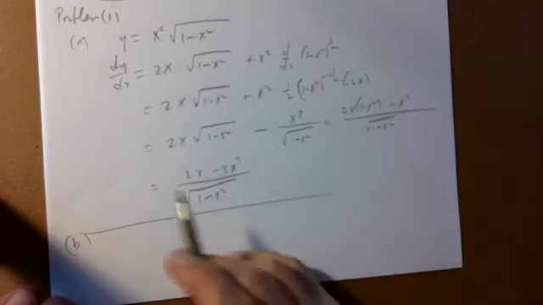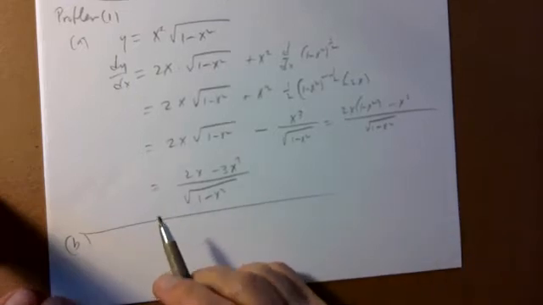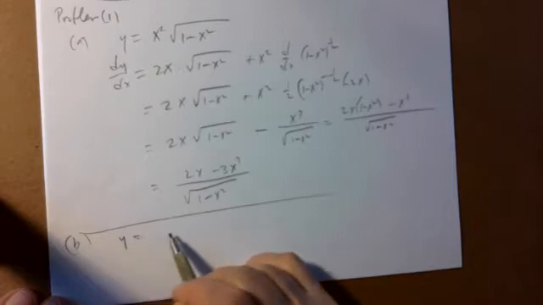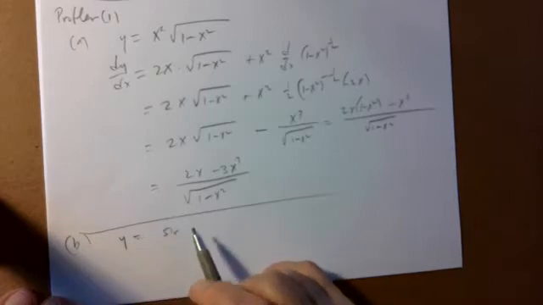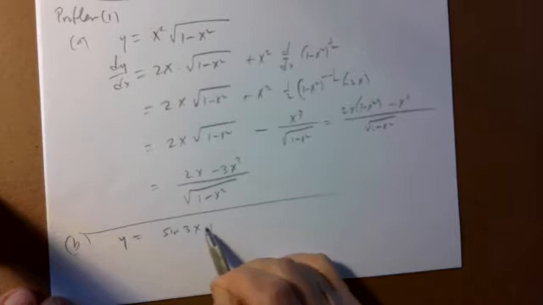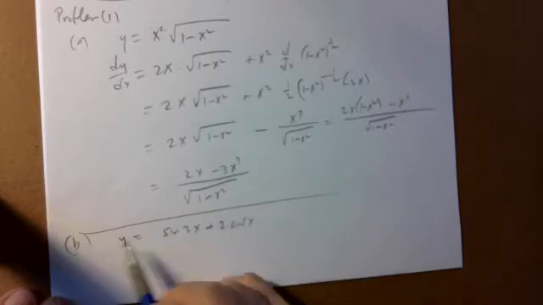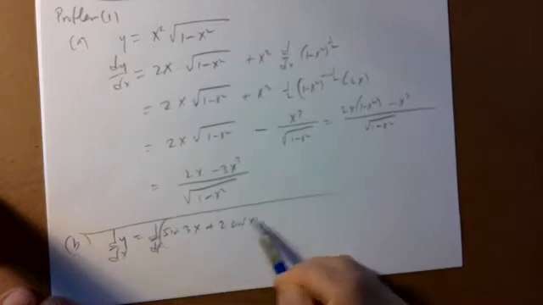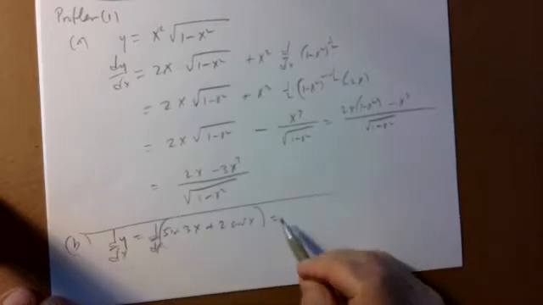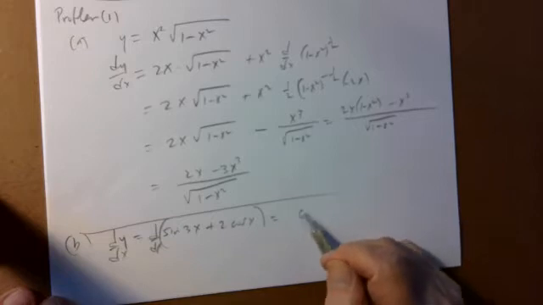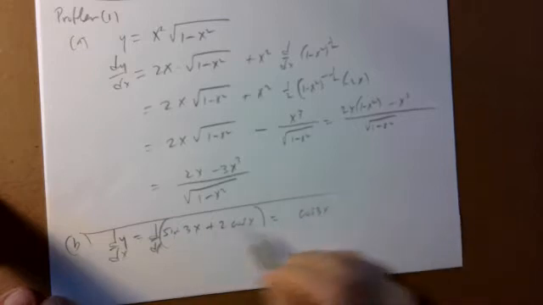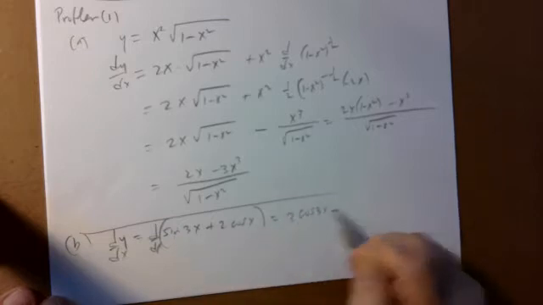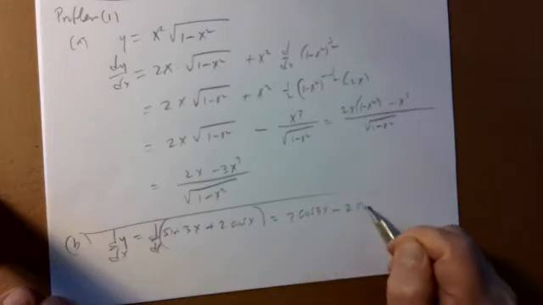Part B is the function y equals sine of 3x plus 2 cosine x. So dy dx is the derivative of this. The derivative of the sine of 3x is the cosine of 3x times 3, minus 2 times the sine of x.